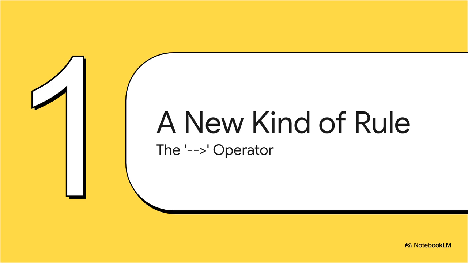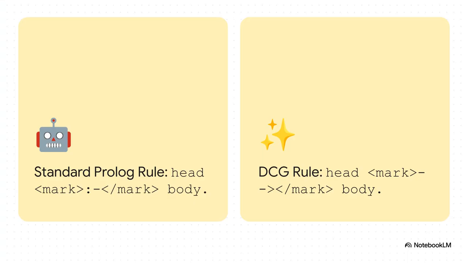Well, DCGs bring a special kind of rule into the Prolog world. It looks almost exactly like a normal rule, but one tiny little change in the syntax makes all the difference. Okay, so on the left, you've got your classic Prolog rule. It uses that :- thing, which basically means the head is true if the body is true. Simple enough. But on the right, with a DCG, we use this little arrow, and that arrow is like a secret signal. It tells Prolog, hey, we're doing grammar now, and it unlocks a whole different set of powers.